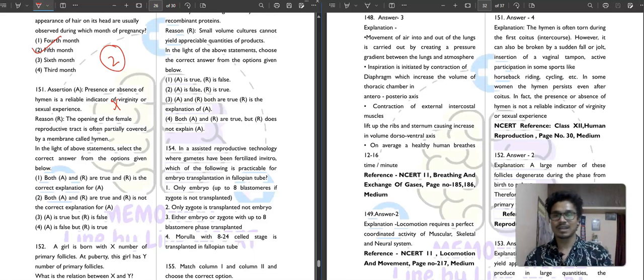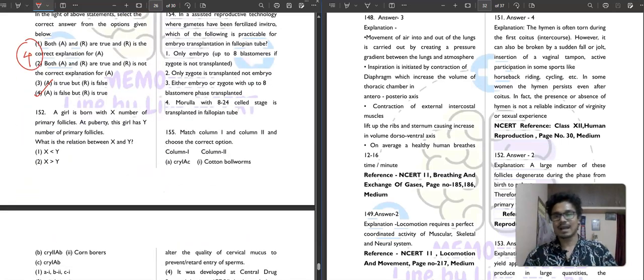Reason is saying that the opening of the female reproductive tract is often partially covered by membrane called hymen. So statement is correct, but this is not okay. So what can I say? The assertion is not true, but reason is true. Okay, so assertion is false, reason is true. Fourth option is the correct answer. Then question number 152.